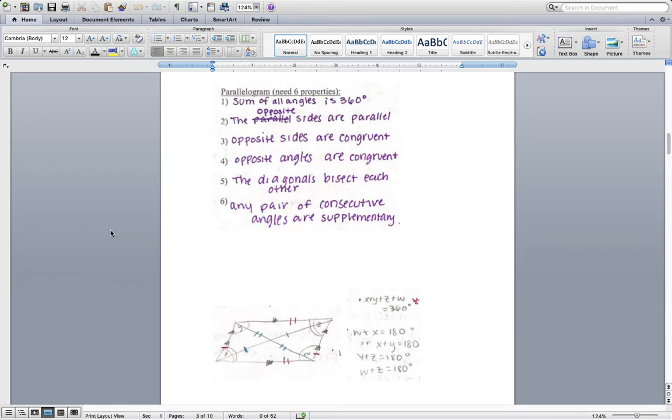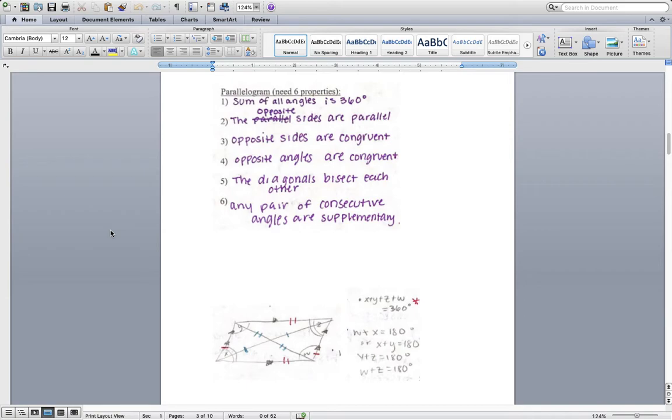And then opposite sides are also congruent, and the diagonals bisect each other, so you need to put those double lines there on one diagonal and the single lines on another, meaning that they cut each other in half. It does not mean that all 4 segments are congruent. It just means one diagonal is cut in half and another diagonal is cut in half. Okay, and then that stuff on the side needs to be added to your drawing as well.